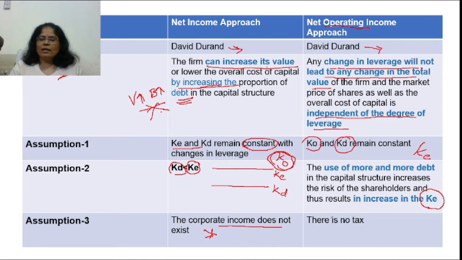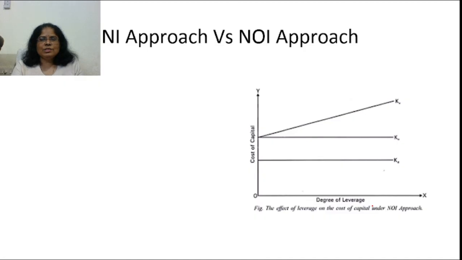This is the major difference between the net income approach and the net operating income approach. Right? In addition, there is no tax. Of course, this is a common assumption for capital structure theories, which was the last point under the capital structure theory assumptions. Right? So based on this, let us see it in graphical representation.